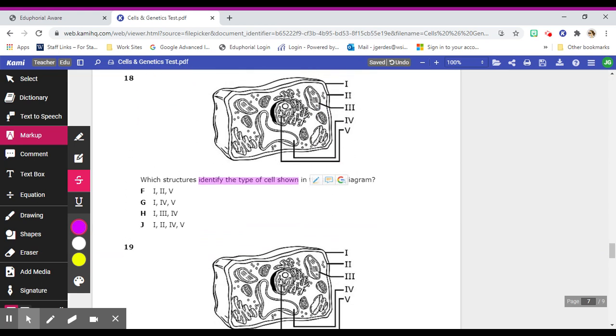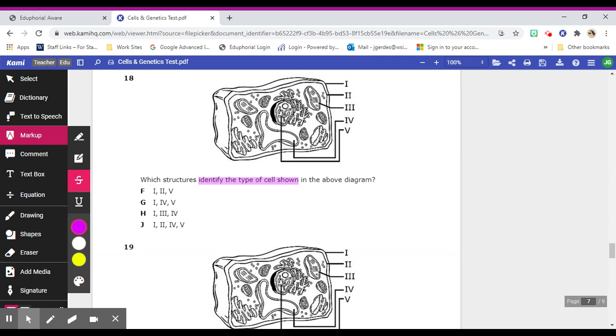Okay, 18. Which structures identify the type of cell shown above? Okay, so why do we know this is a plant cell? Several people try to ask me this question. If we look at the different structures, one way we know it's a plant cell is because of the shape, and the shape is caused by the cell wall. So we know that number 1 should be there. In our answer choices, notice that they all have the number 1.